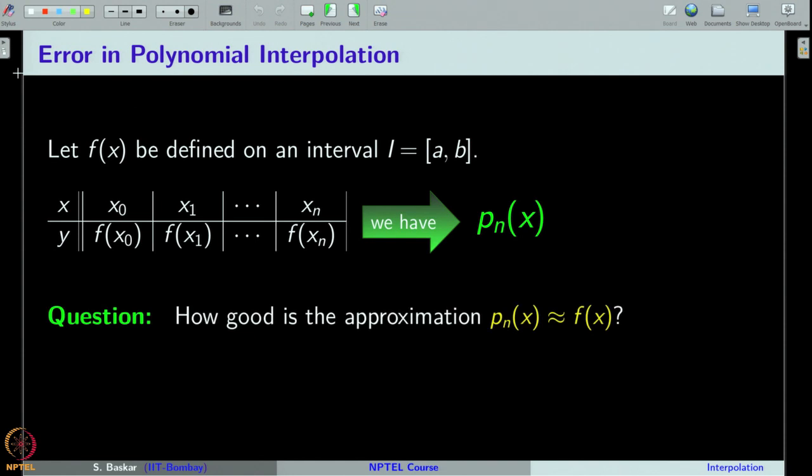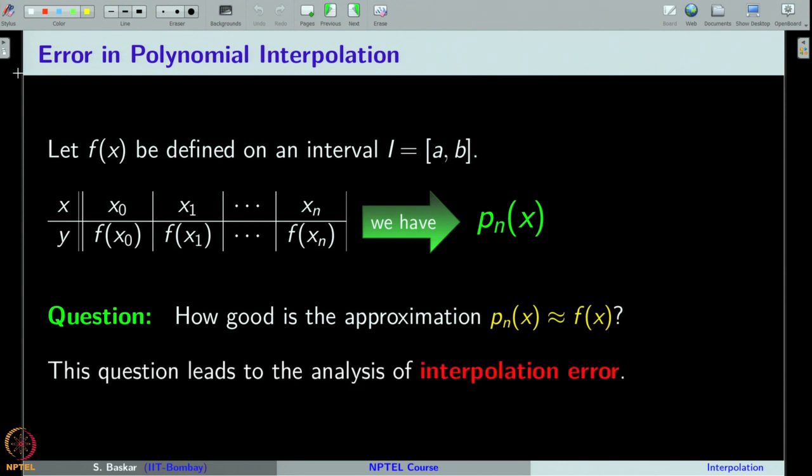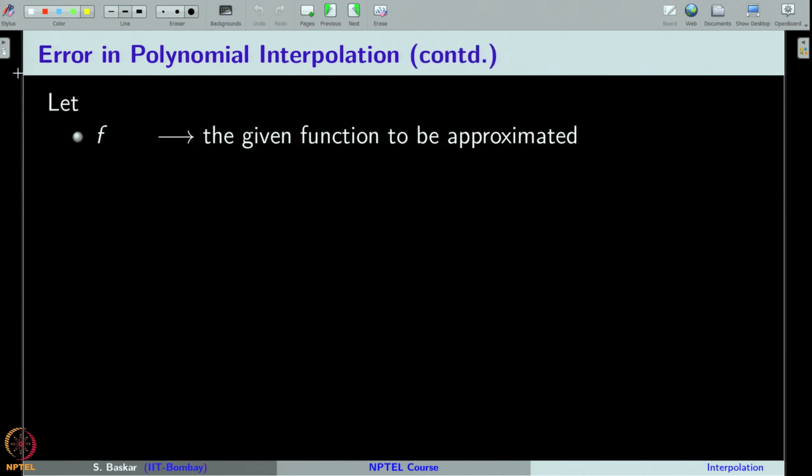Now, the question is, if we want to use the polynomial P n of x as an approximation to f of x, then how good is the approximation? Well, this leads to the analysis of interpolation errors. Let us go one step closer and see what levels of errors are involved in the polynomial interpolation. You are given the function f which we want to approximate.